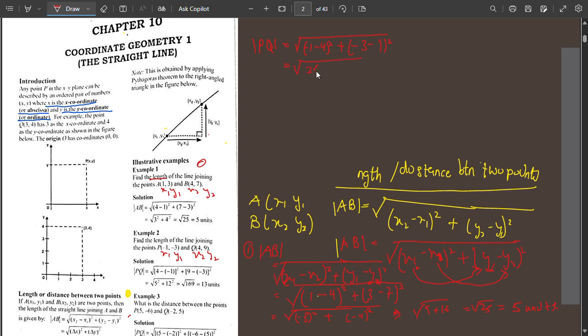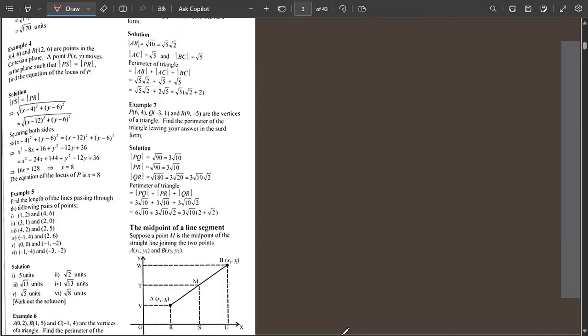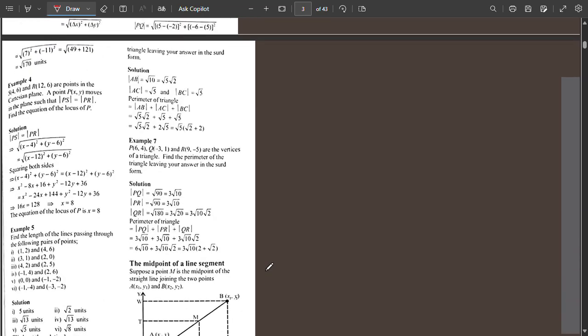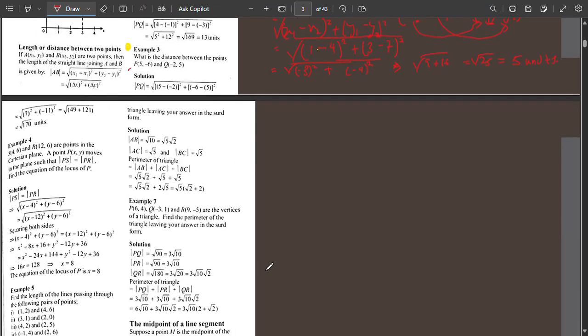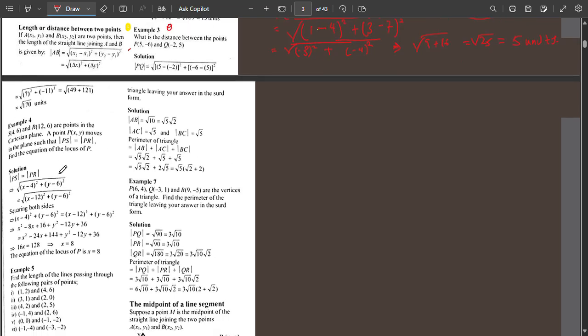That's 25 plus 144. The square root of this is 13, so 13 units. So you can try example 3, then you can try example 4.